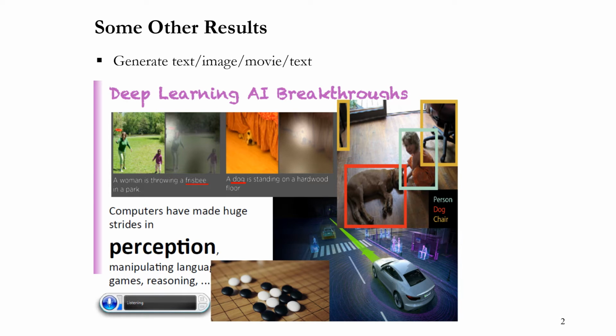There are some other results from machine learning, especially in deep learning. In this case, if you give an image like this, the algorithm is going to generate a sentence like this, which describes the image. Or, more recently, it goes the other way: if you give a sentence like this, then an algorithm is going to generate an image based on your sentence.